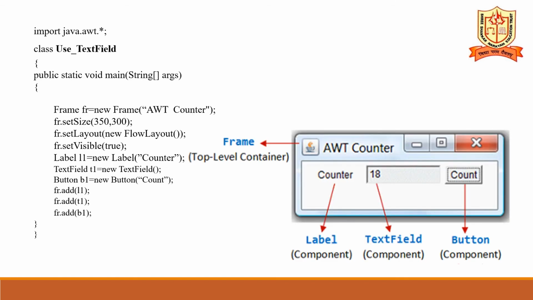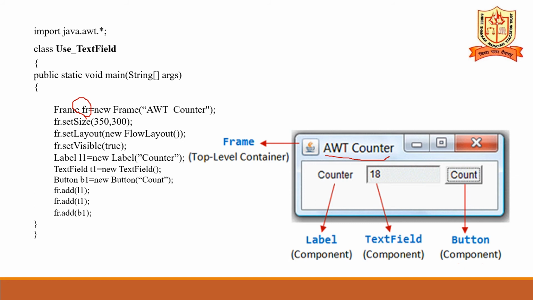In this slide, we will go through an example of text field. Here we are using the class TextField. In this example we are creating the object of the frame, that is fr is the object of the frame, and new Frame("AWT Counter") is the title of the frame. See here. Once you have created the frame, you have to set the size, set the layout and set visible true. I already told you that unless you make set visible true, the frame is not visible.